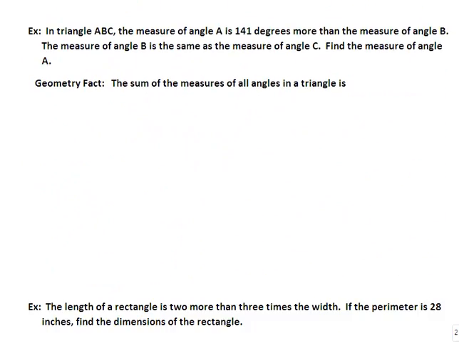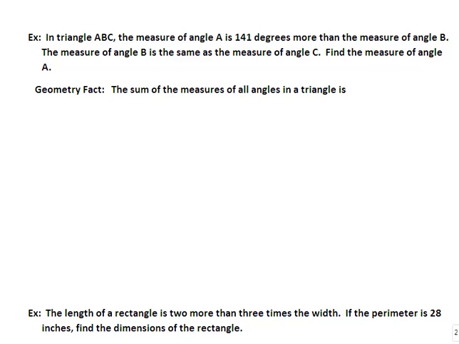Okay, let's try another one. The next example. In triangle ABC, the measure of angle A is 141 degrees more than the measure of angle B. The measure of angle B is the same as the measure of angle C. Find the measure of angle A.